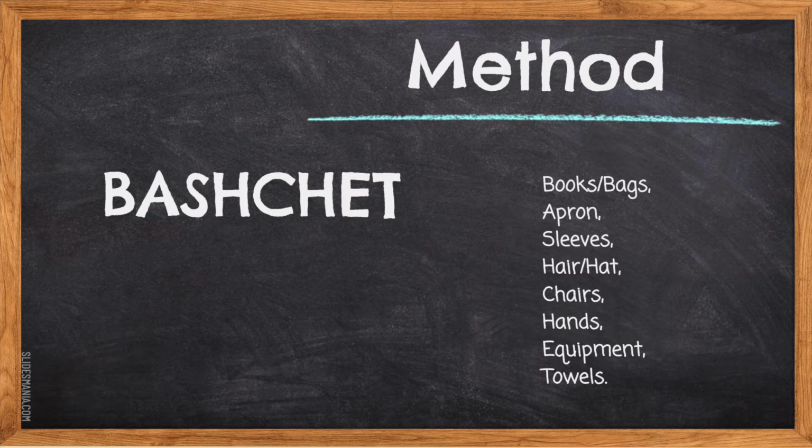H stands for hands that should be washed properly for 30 seconds using hot water and soap. E stands for equipment, which you should be getting out as quickly as possible without wasting time. And T stands for the towels that you need to pick up. You need at least 2 dishcloths and 2 tea towels.